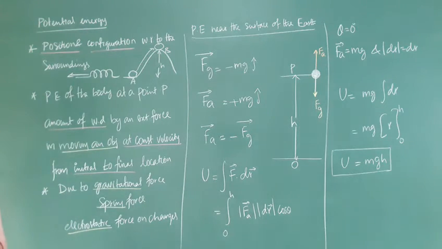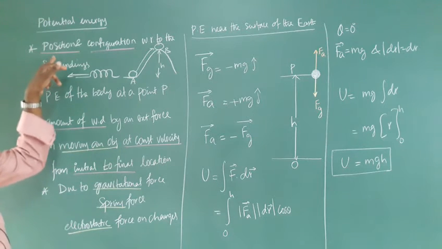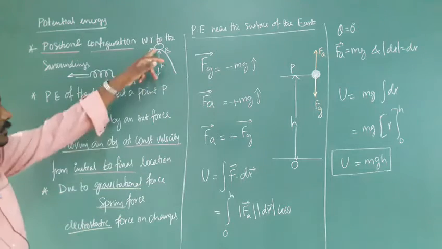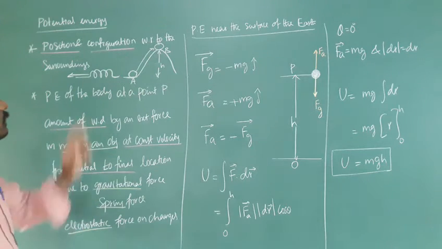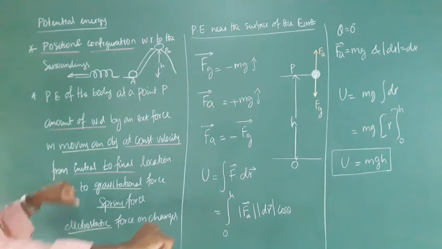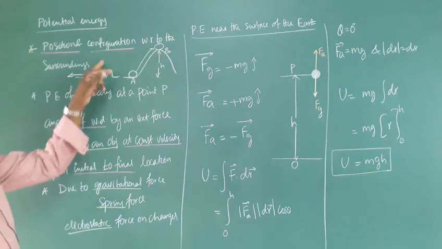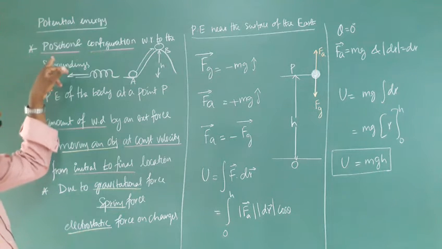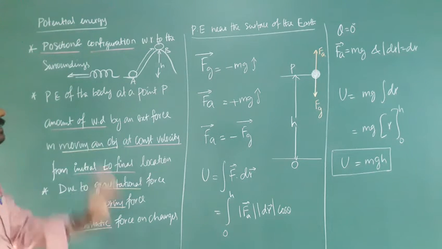So potential energy of a body is associated with position and configuration with respect to the surrounding. Position I explained. Now the configuration. Configuration means, consider a spring. Now I am applying a force, so it is expanded or compressed. So the configuration is changed. With respect to the position and configuration, potential energy is defined.